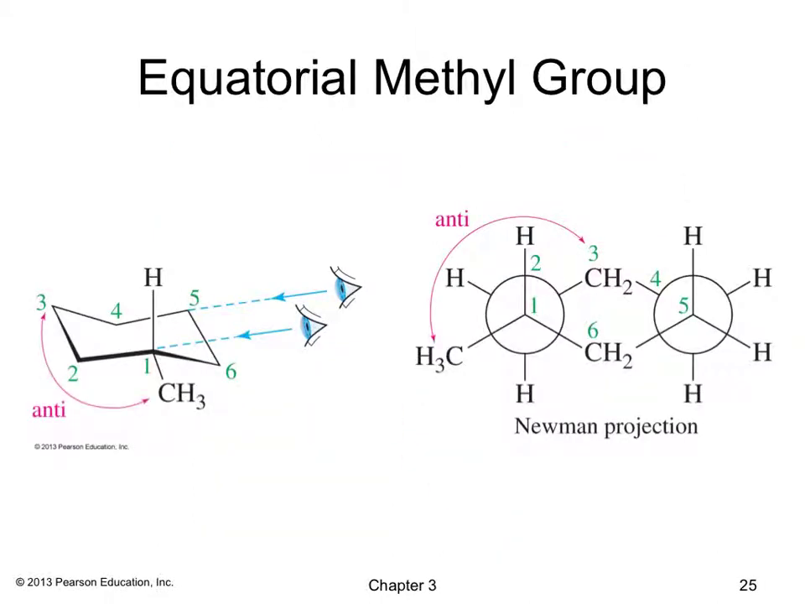So in terms of equatorial methyl groups, shown here, if you look at this molecule where the methyl group is now anti to this CH2 group on the 3 carbon, we'll see that yes, it's anti, and here it's in the equatorial position in terms of the Newman projection.